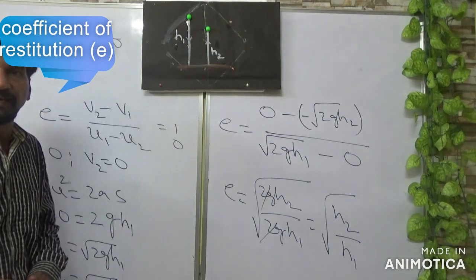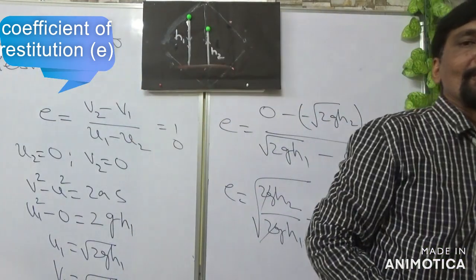Here h2 is the final height and h1 is the initial height.